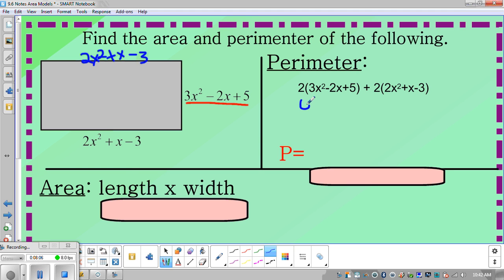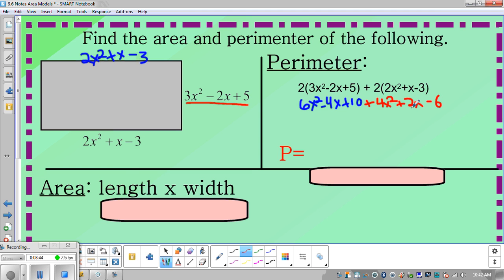That would give us 6x squared minus 4x plus 10. I will now distribute the 2 to the other set of parentheses right here. That would give me 4x squared, and it is a positive 4, so I'm going to go ahead and put the plus sign right there. And then 2 times x is 2x, and then we have 2 times negative 3, which is negative 6.